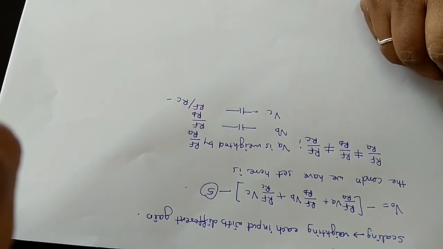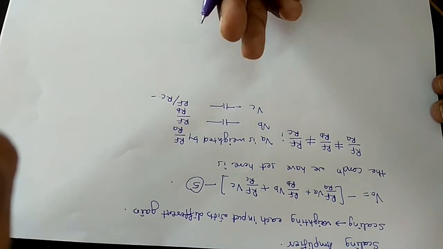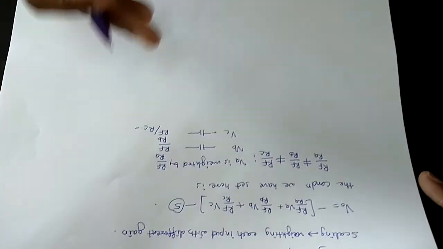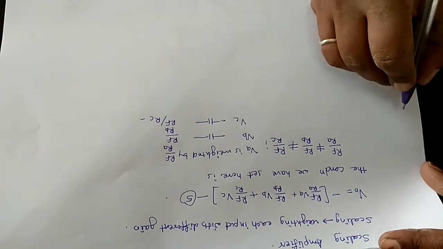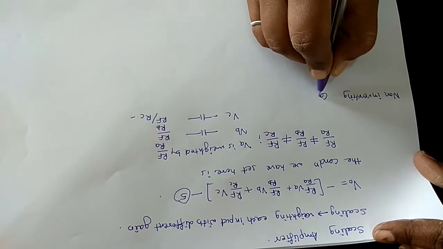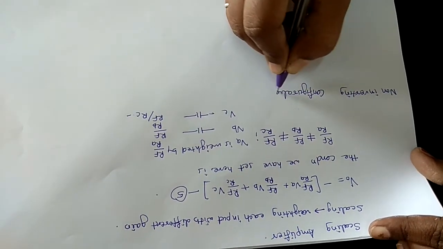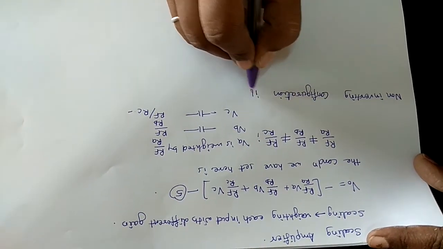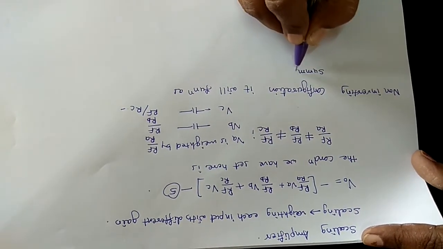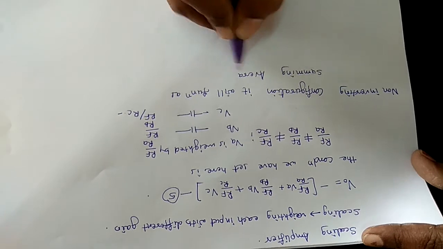So the same thing we can do, the functions of summing, scaling and averaging amplifier, with the inverting configuration as well as with the non-inverting configuration. For the non-inverting amplifier, we can apply the operational amplifier as an averaging amplifier and summing amplifier. With the non-inverting configuration, it will function as a summing and averaging amplifier.